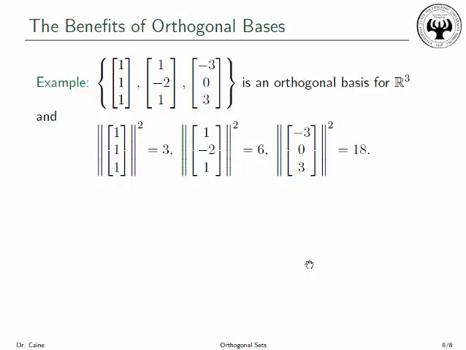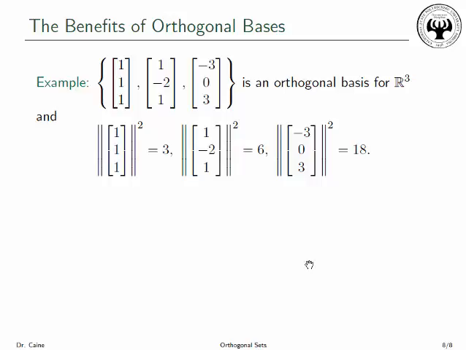So the benefit of orthogonal bases, again, is that they are easy to calculate with. If you wanted to determine what the coefficients were, or what the coordinates were, of the vector 1, 2, 3 with respect to the standard basis in R3, that's pretty easy. You just read off the numbers 1, 2, 3. But if you wanted to determine the coordinates of the vector 1, 2, 3 with respect to this orthogonal basis for R3, our original methods would be rather involved.